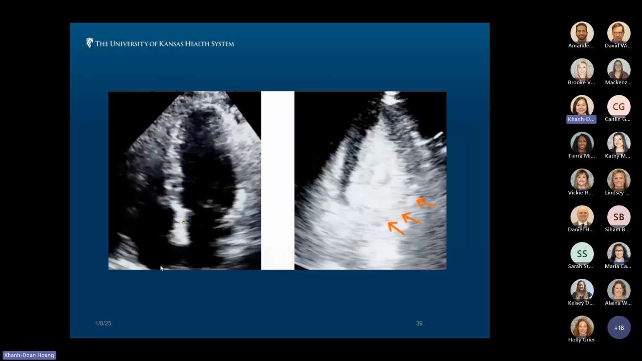And just a reminder for us all, contrast agents can be used when you need it, especially since it's going to be helpful to delineate global and regional wall motion abnormality.